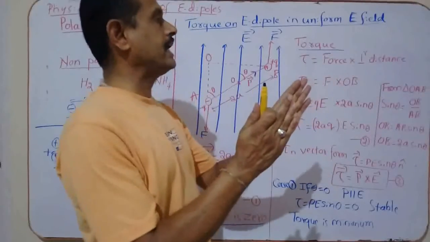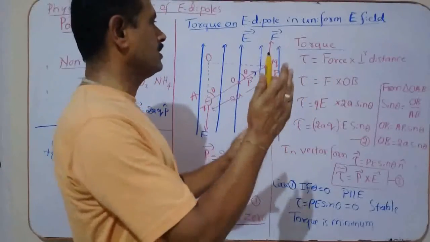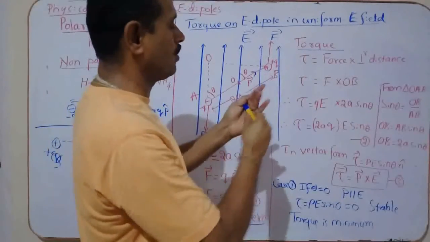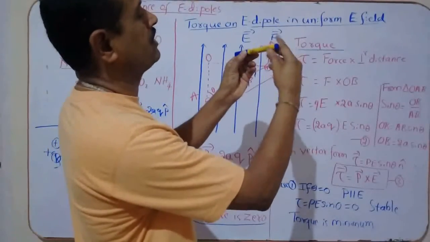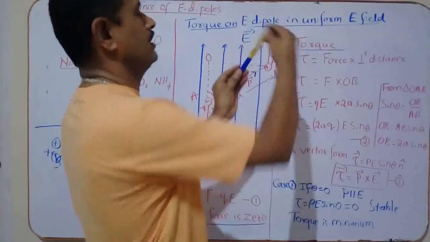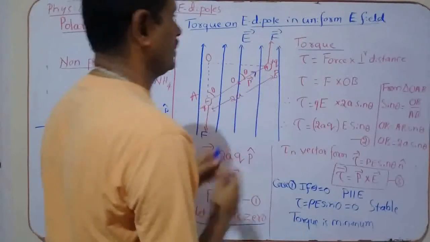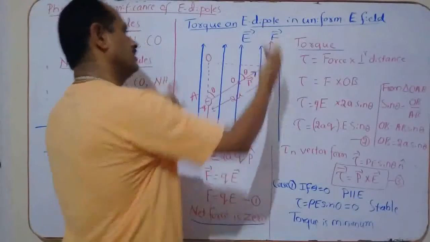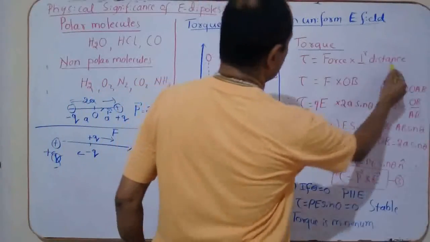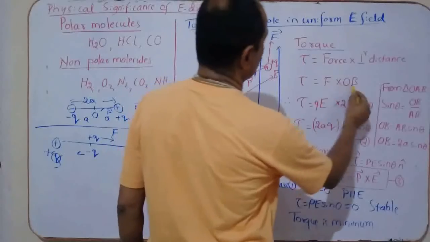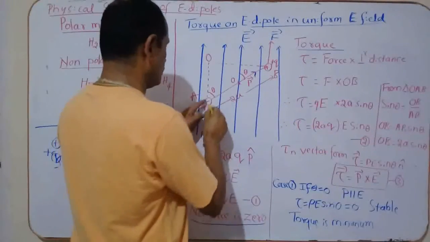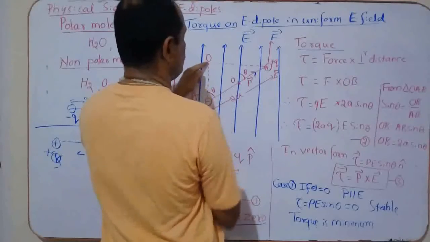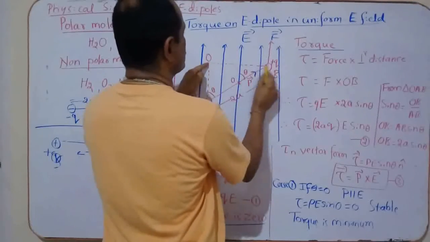Torque always acts on a body. It is a turning effect by two forces acting at different points. Suppose this is a rod, force acts in this direction, another force acts in this direction, and only then does it give the turning effect. Same thing here: the force acts in the opposite direction, parallel forces, so there is a turning effect. Force into perpendicular distance, so tau is equal to F into OB. This is one force, this is another force. These are the parallel forces. Perpendicular distance is OB.